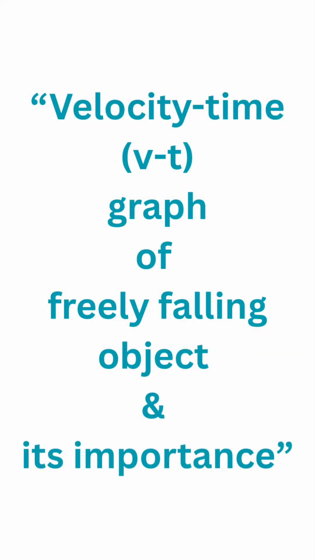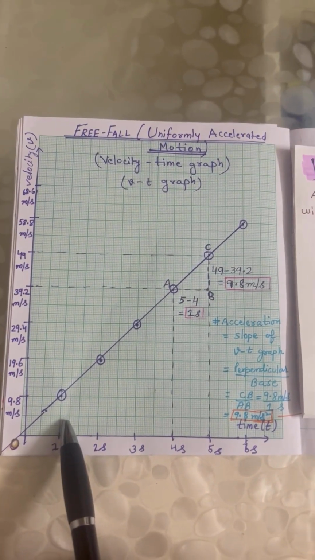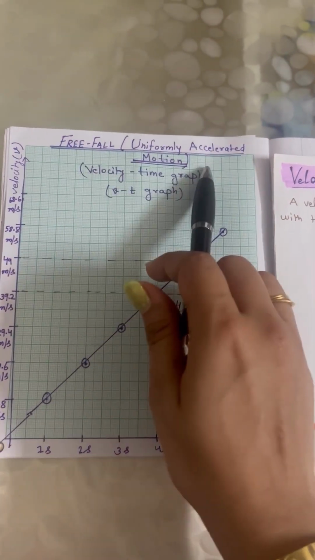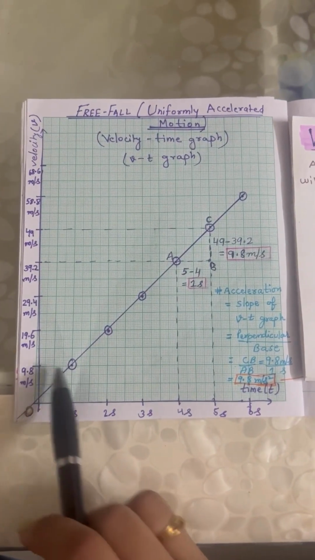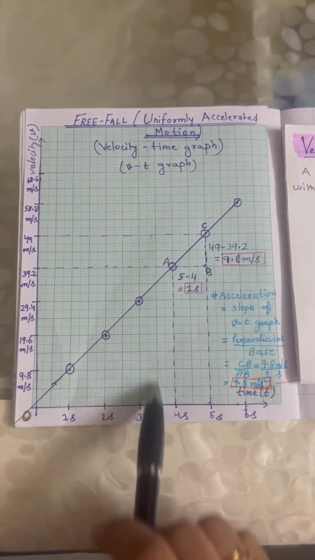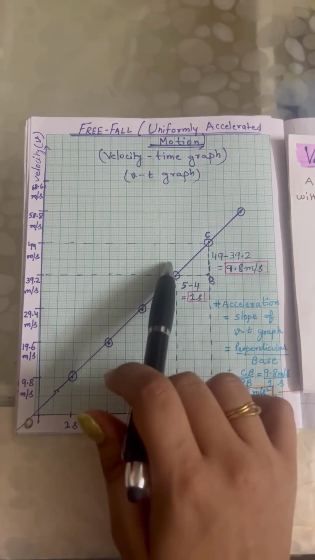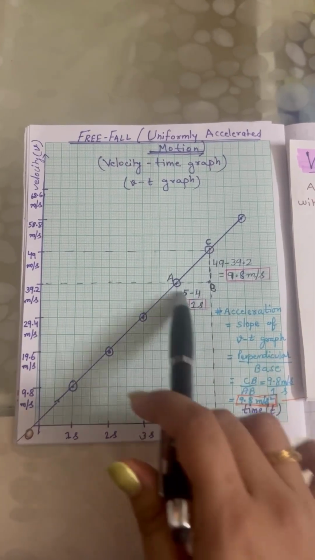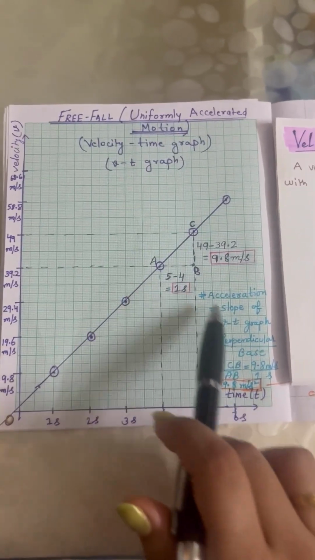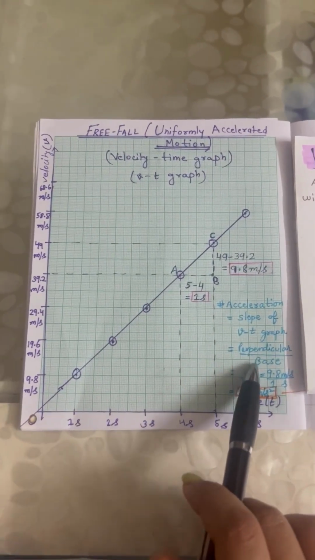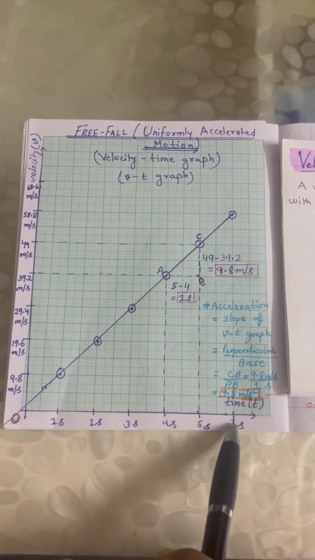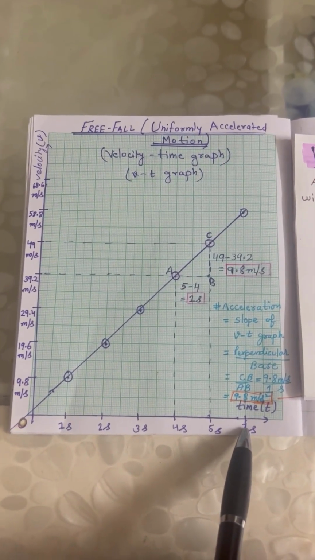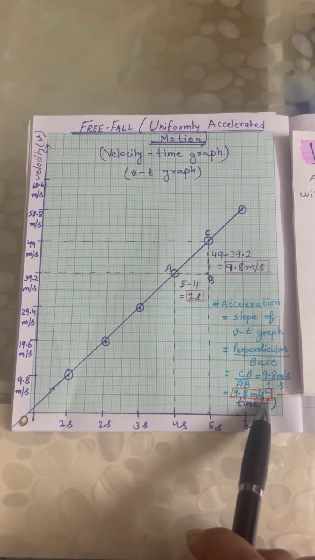Let's study the velocity time graph and find the value of acceleration. Here is the velocity time graph. It shows that in every second the velocity is increasing by 9.8 meter per second, and the slope of this graph is the same at every point, which shows that acceleration is constant, and that is 9.8 meter per second square. That is calculated by finding the slope of this graph, which is perpendicular upon base, and the slope comes out to be 9.8 meter per second square.